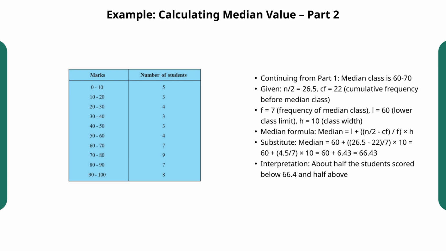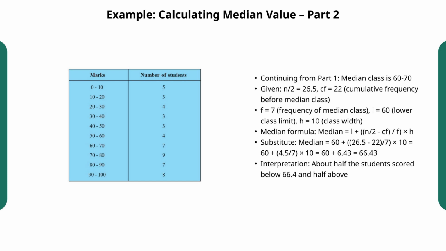We know these values. N divided by 2 is 26.5. Cumulative frequency before the median class is 22. Frequency of the median class is 7. Lower limit L is 60. Class size H is 10. Let's substitute these values. Median equals 60 plus open bracket, 26.5 minus 22, close bracket divided by 7, close bracket, multiplied by 10.